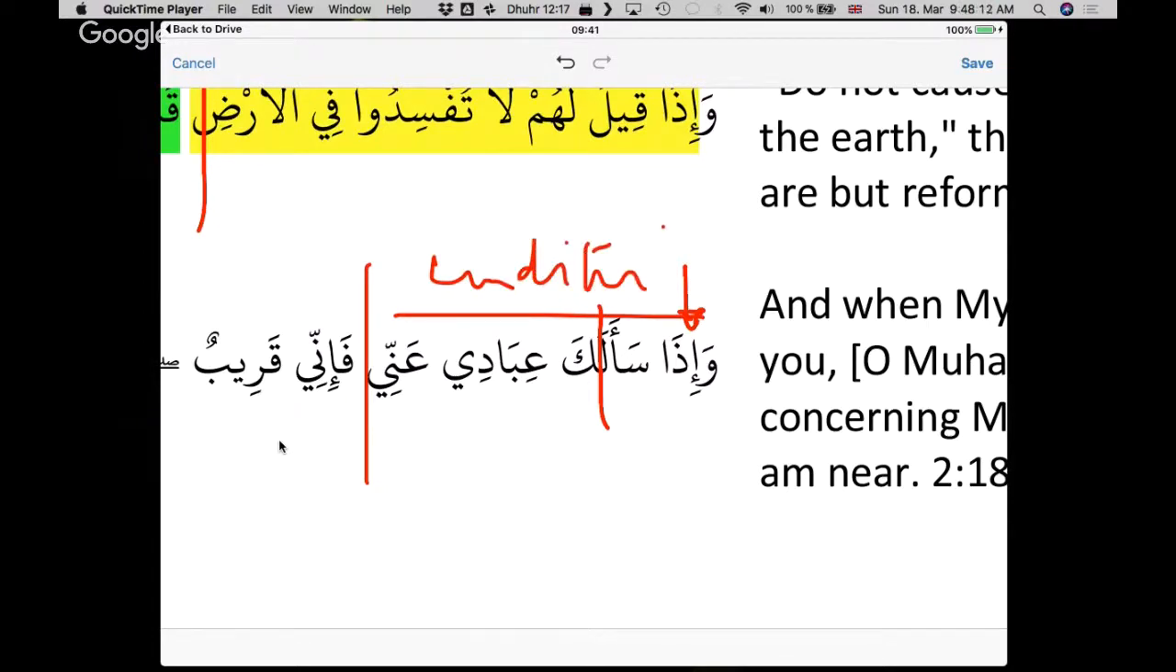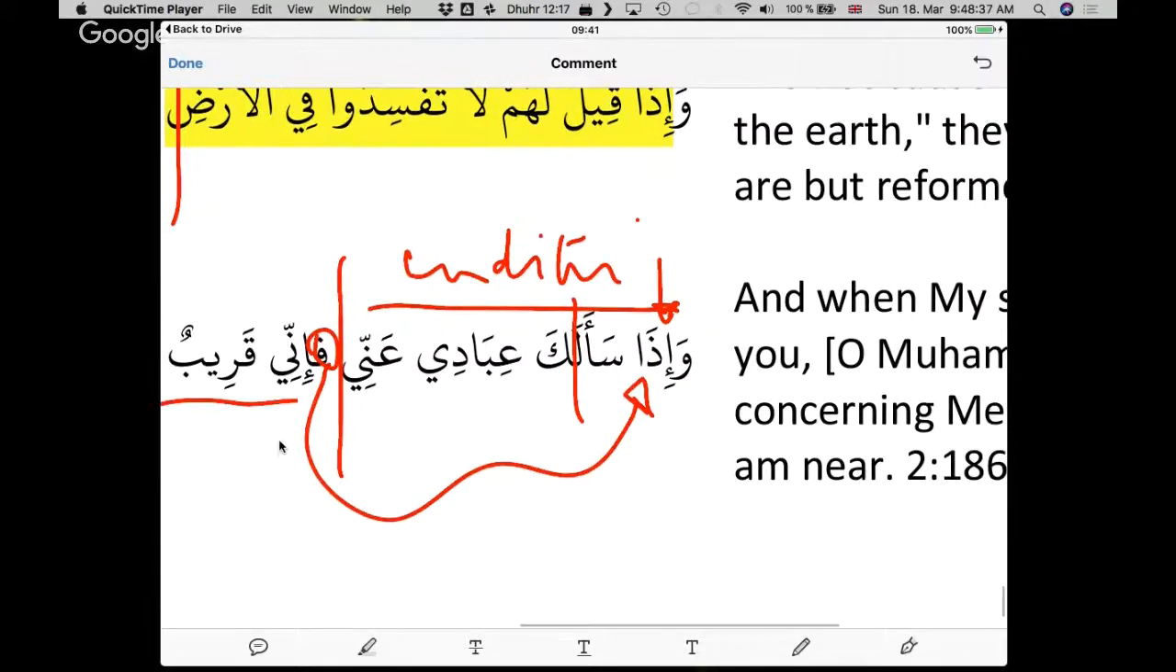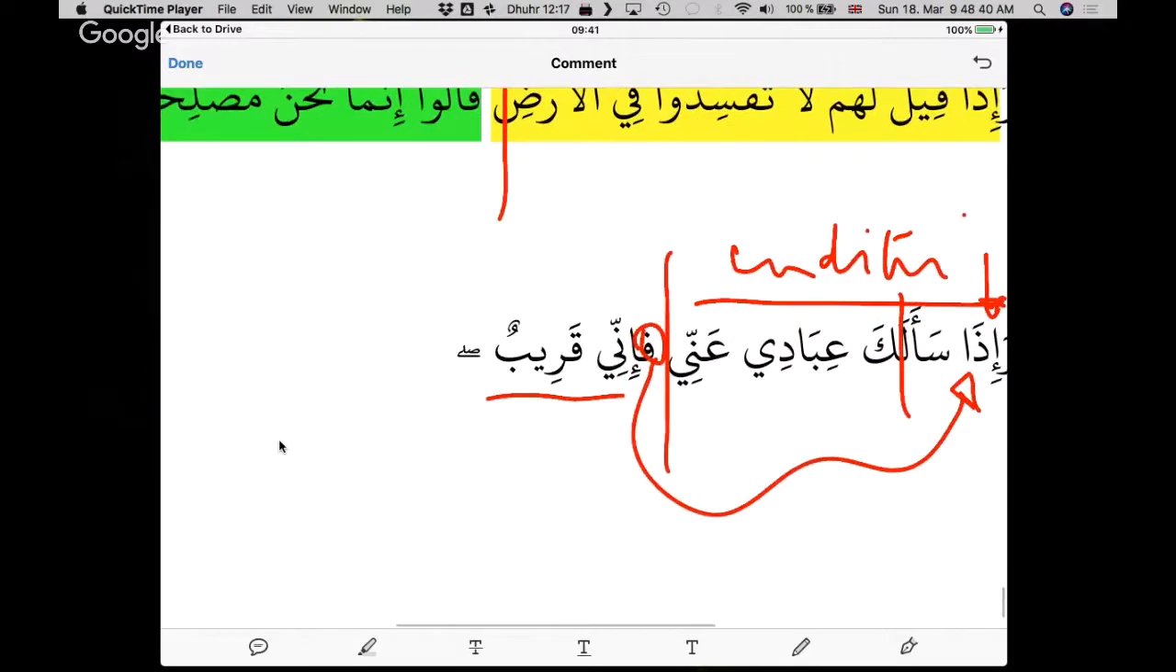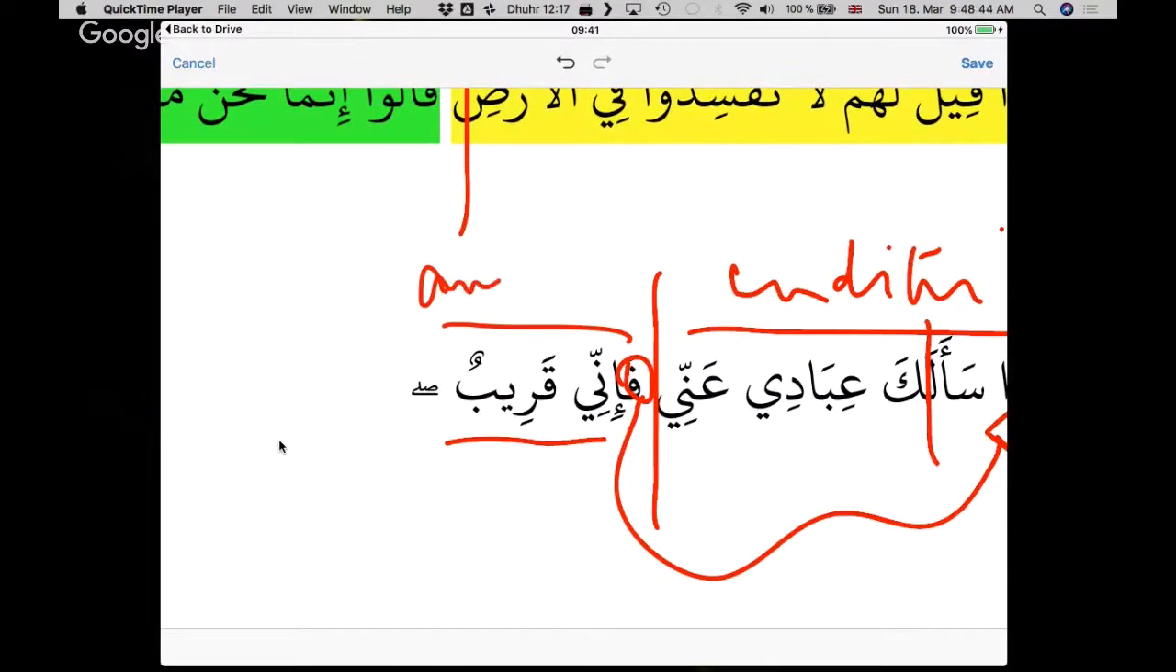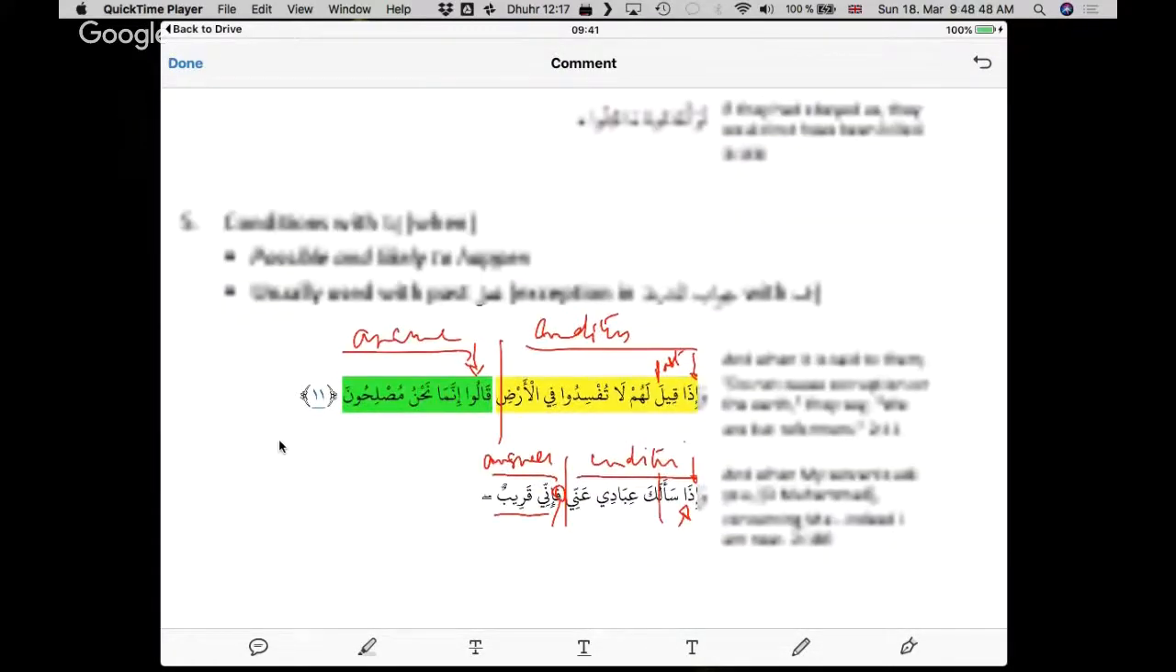فَإِنِّي قَرِيبٌ. Now you see there is a fa coming, which indicates the answer to the condition to iza, and this is all jumla ismiya. فَإِنِّي قَرِيبٌ. And then certainly I am close, near. Indeed, I am near. So this is the answer to the condition.